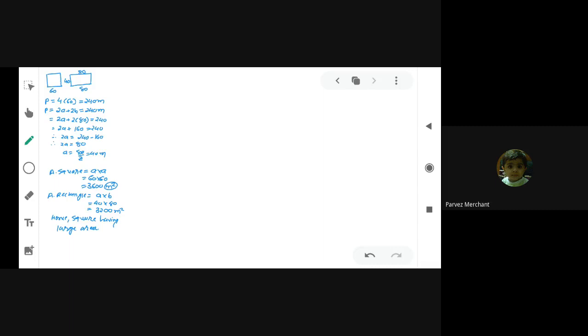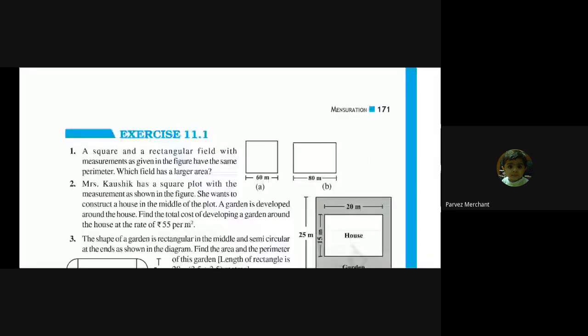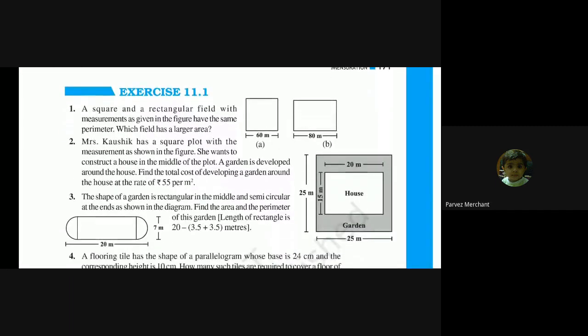Now you can see question number 2. Mrs. Kaushik has a square plot with the measurement as shown in the figure. She wants to construct a house in the middle of the plot. A garden is developed around the house. Find the total cost of developing a garden around the house at the rate of 55 rupees per meter square.